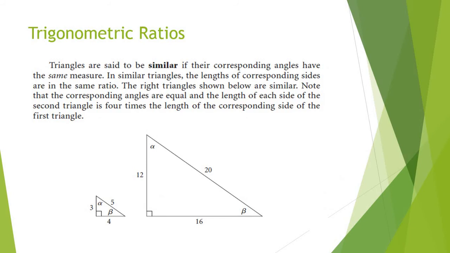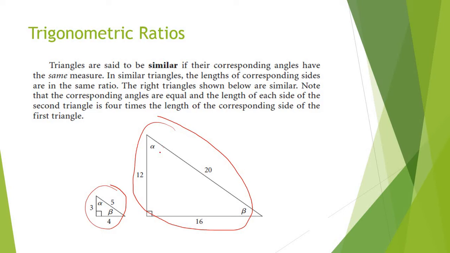So triangles are said to be similar if the corresponding angles have the same measurement. That is what we call the similarity of triangles. If you look at this angle, though it is smaller compared to this angle, they are just similar in terms of what? In terms of angle. They're just similar.